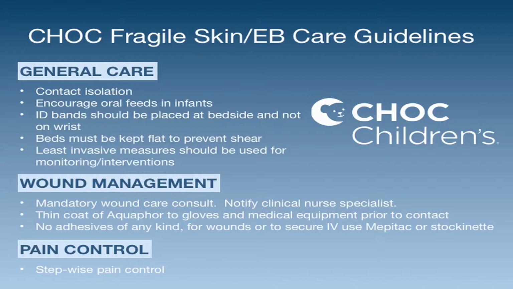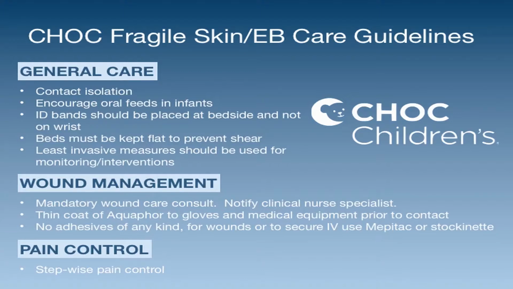If you have a child that comes in with EB, you will need to consult wound care and notify a clinical nurse specialist immediately. Anytime you interact with the child, it's a good idea to apply a thin coat of Aquaphor on gloves or medical equipment prior to contact to avoid injury from friction. And generally, adhesives should be avoided in these children.